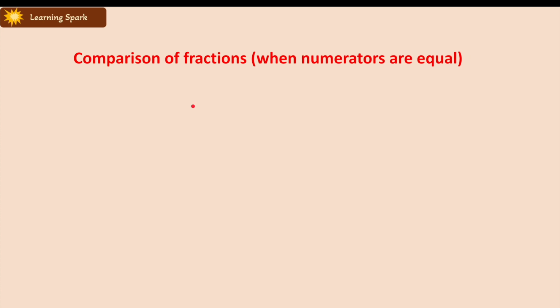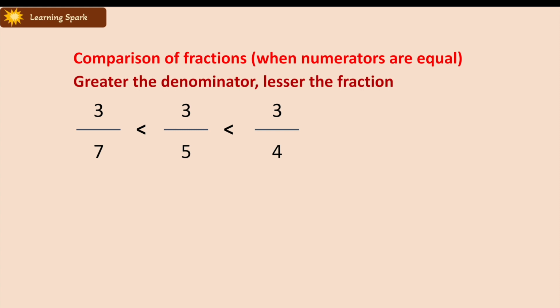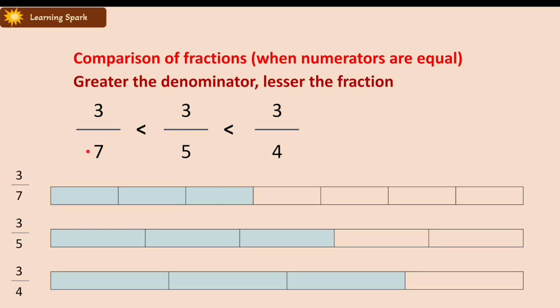Now let's take the second case. When numerators are equal, how do we compare that? See here, all the numerators are equal, but denominators are different. So how do we handle this case? Let's again put into figures. See, this is the object, right?